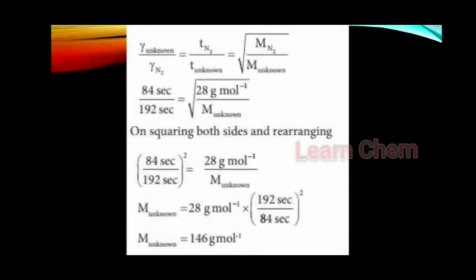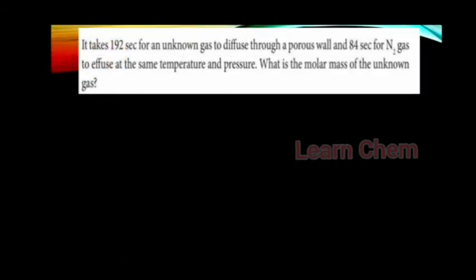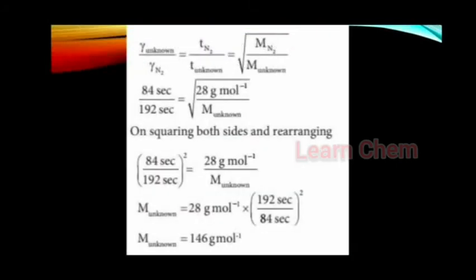So what's the equation for diffusion? Rate of diffusion of A by B is equal to the square root of molar mass of B by A. Here A and B are the unknown gas and nitrogen. So rate of unknown by rate of nitrogen is equal to the square root of molar mass of nitrogen by molar mass of unknown. In this sum, the time taken for effusion is given. So we can also compare the molar mass with the time taken. So the time taken for nitrogen divided by the time taken for the unknown gas is equal to root of molar mass of nitrogen by unknown gas.